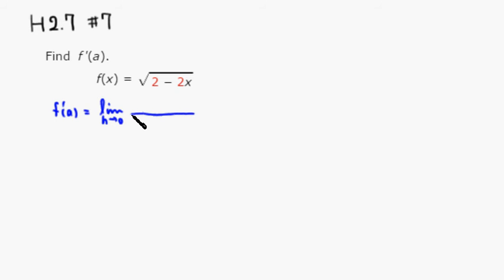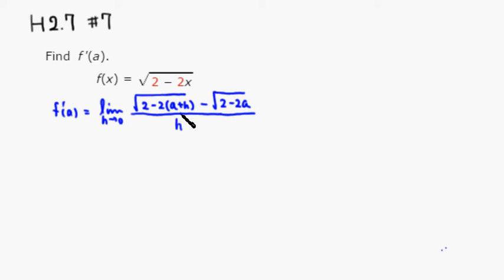Then we have f of a plus h, so it's the square root of... every time you see x we put the a plus h there, so it's the square root of 2 minus 2 times a plus h, minus f of a, so f of a would be just the square root of 2 minus 2a, all over h.